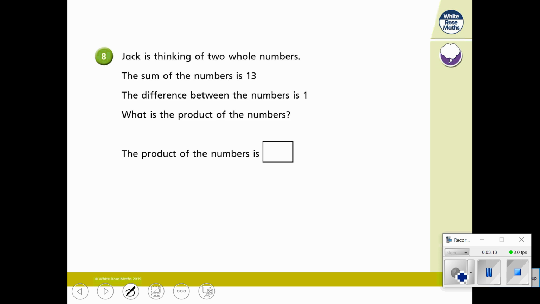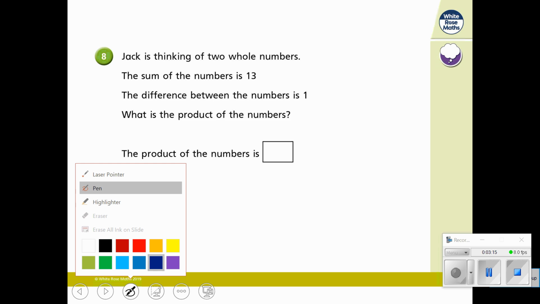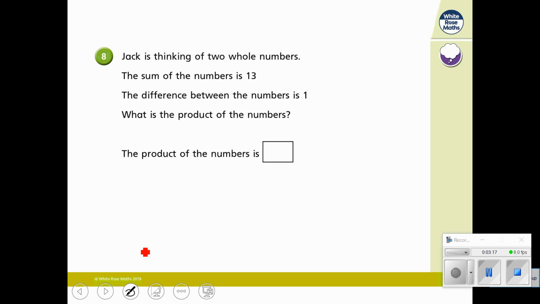Okay, so here's a real reasoning question for you. Let's think about it. Jack is thinking of 2 whole numbers. So that's whole numbers, no decimal points. The sum of the numbers is 13. I'm going to call the 2 numbers A and B. So A and B added together equal 13 because the word sum means add. The difference between the numbers is 1. What is the product of the numbers?